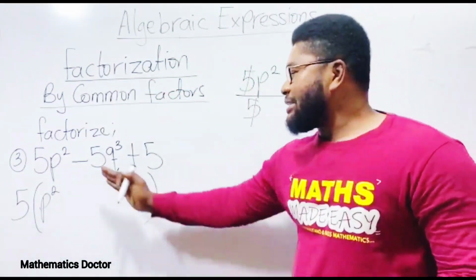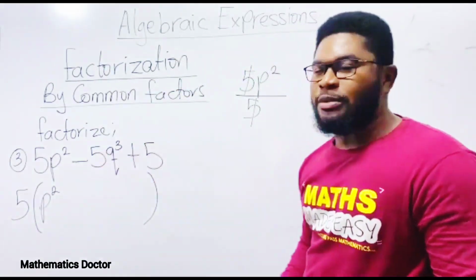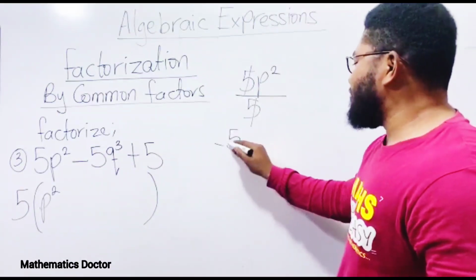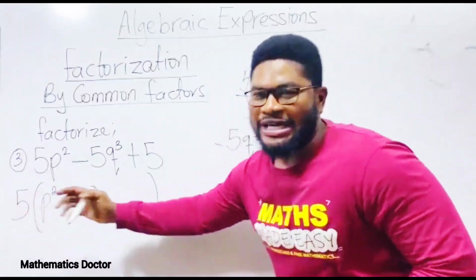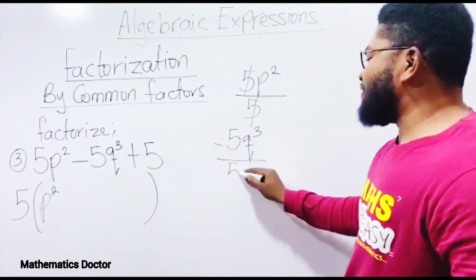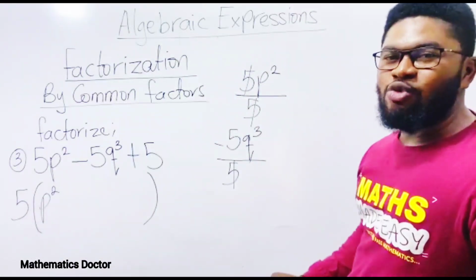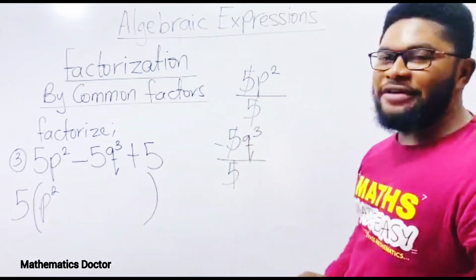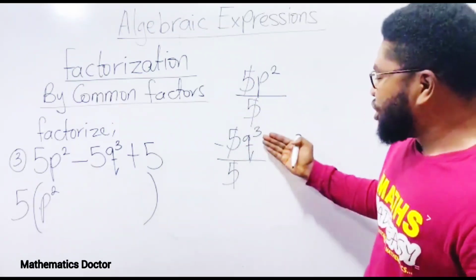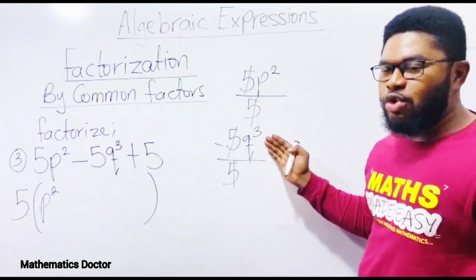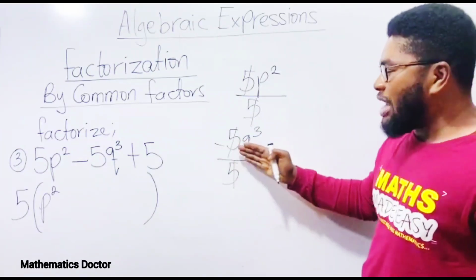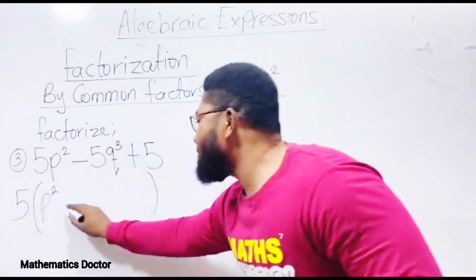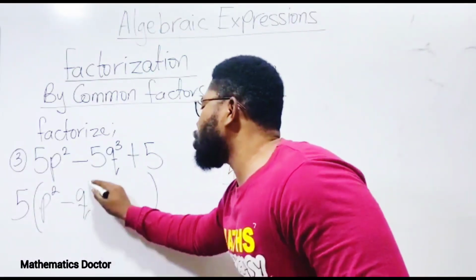The next term is minus 5q raised to the power 3. We will divide it by the common factor, which is 5. Now 5 into itself is 1, and 5 into minus 5 is minus 1. So if you check, the numerator side will remain with minus q cube, that is to say minus 1q cube. So we write minus q cube.